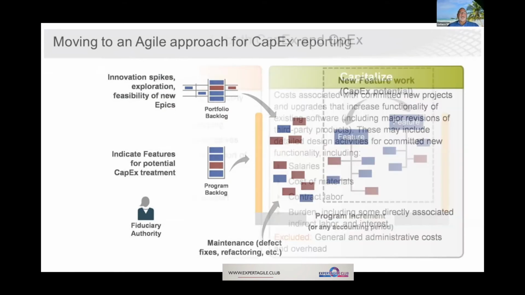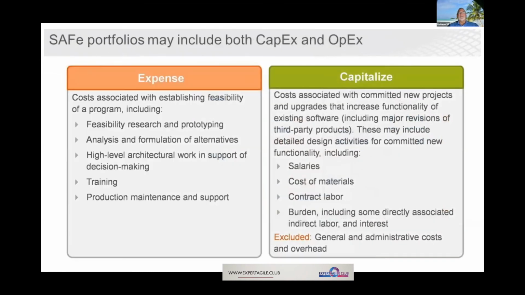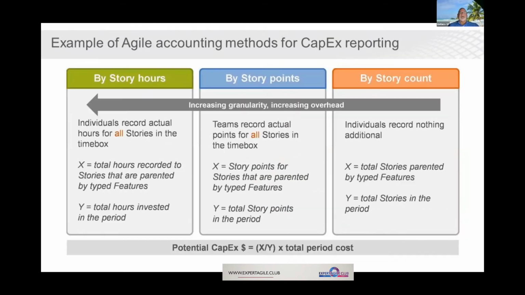These are the different types of items that we want to capitalize or expense. We can capitalize the salaries, cost of materials, and contract labor once we're building something. But the feasibility research and the training has to be expensed. And these are the different ways to account for that. The lowest precision is by story count or even feature count, and the highest precision is going to be by story hours. So use whichever way you can extract that data easily.